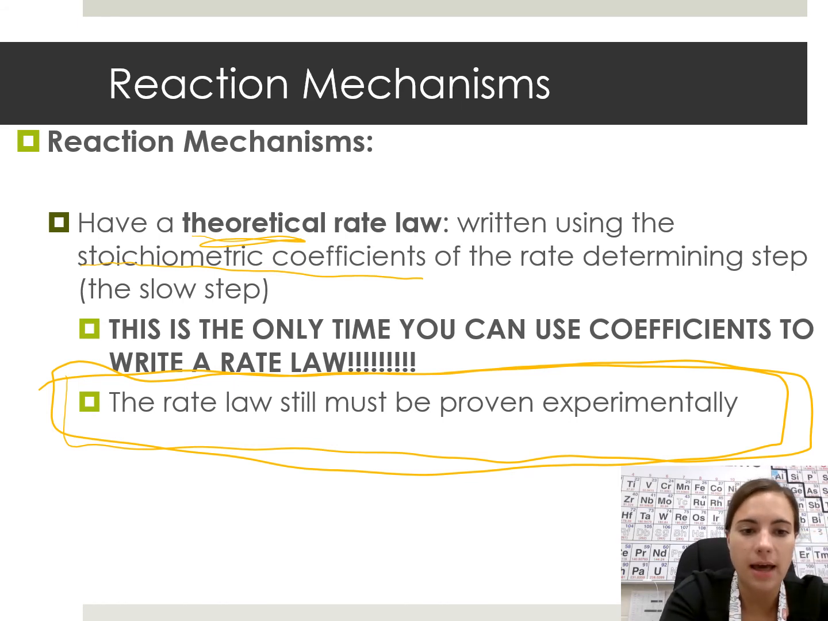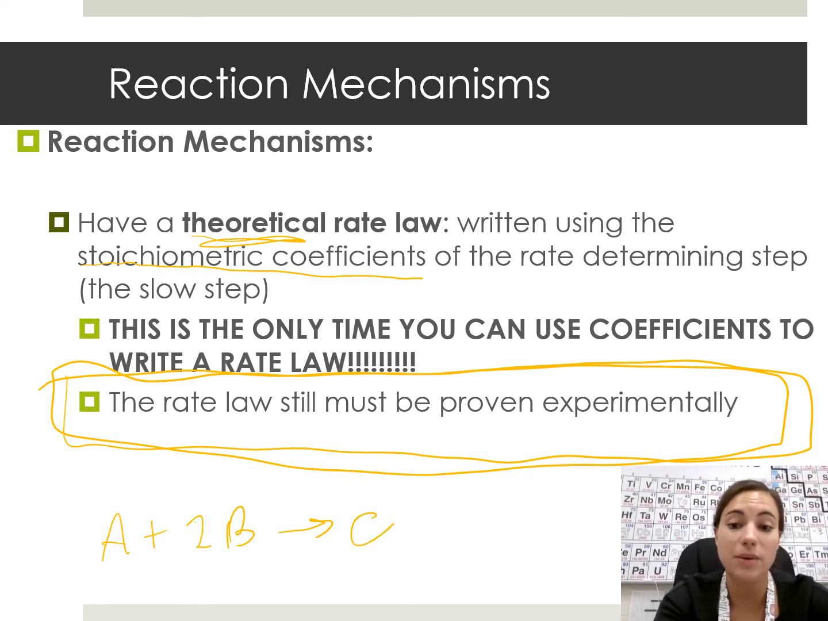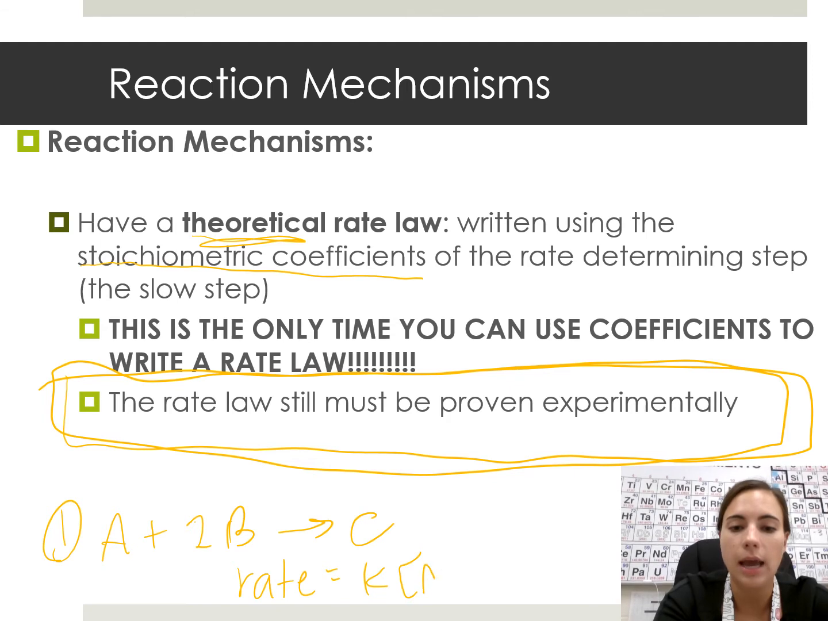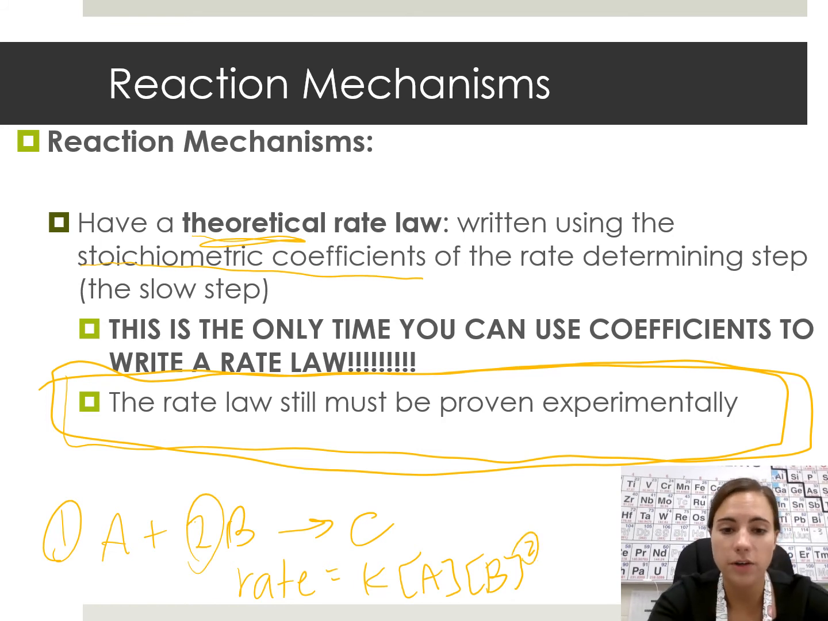What I mean by that is if we had a reaction that was A plus 2B yields C, or excuse me, a step in a mechanism, the rate law based on this step would be A to the first, B squared. I get this from the coefficients. That is the only time I can do that, for elementary reactions in a mechanism.